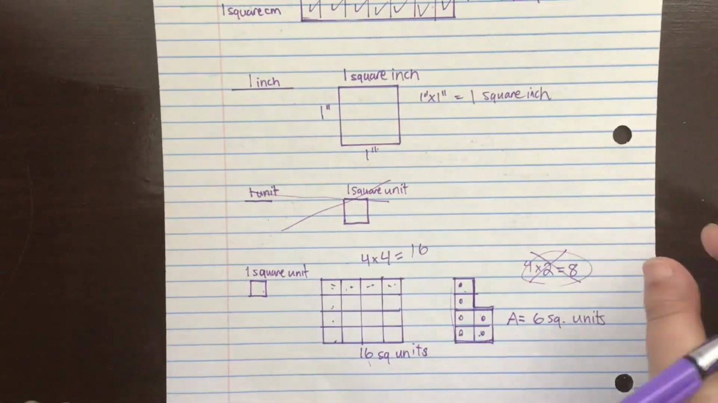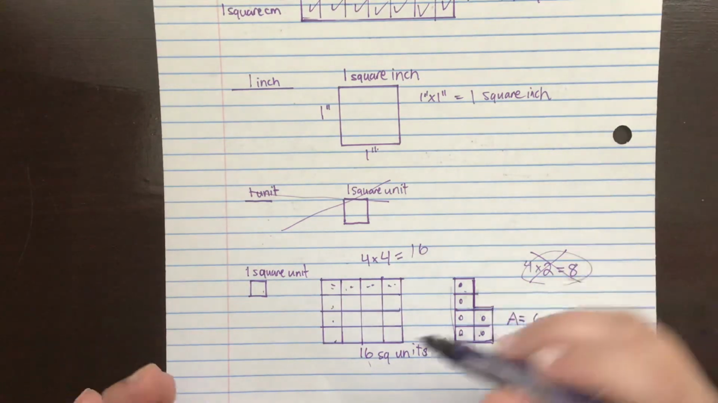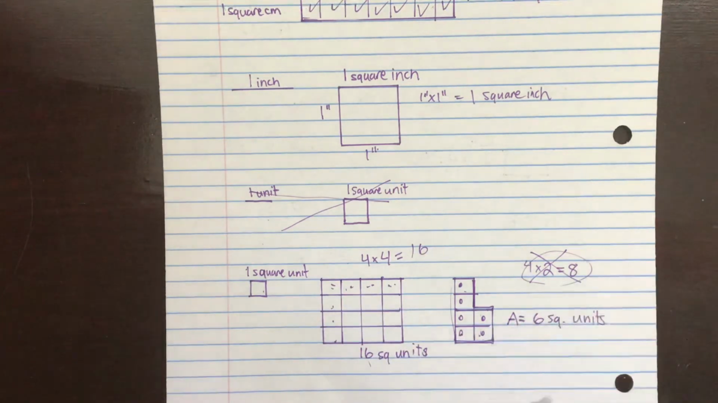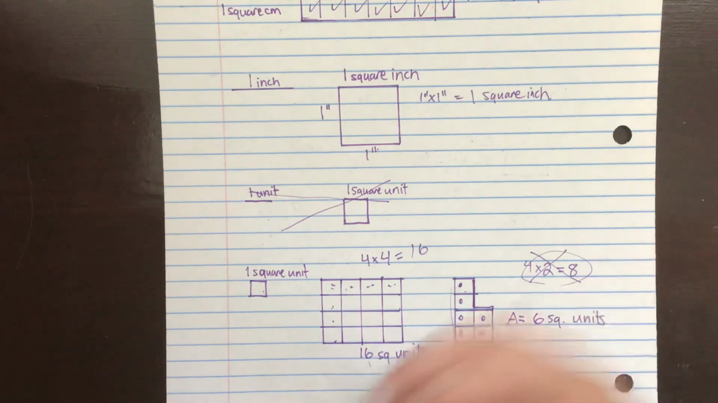So simple answer for area, if you are finding the area of a shape, count the squares inside the shape. The total amount of squares inside the shape gives you your area.